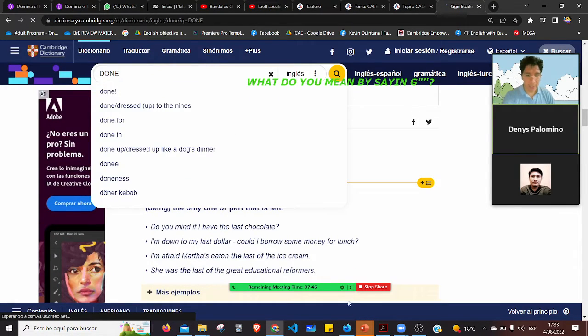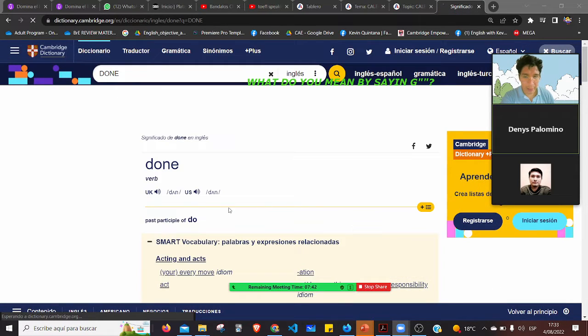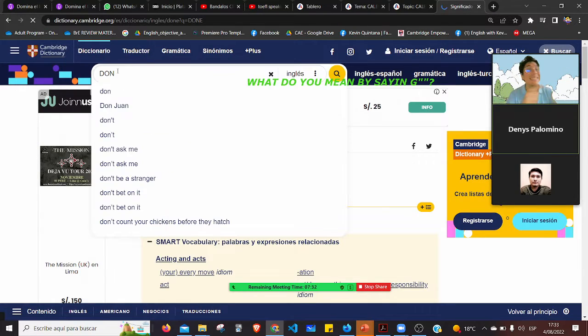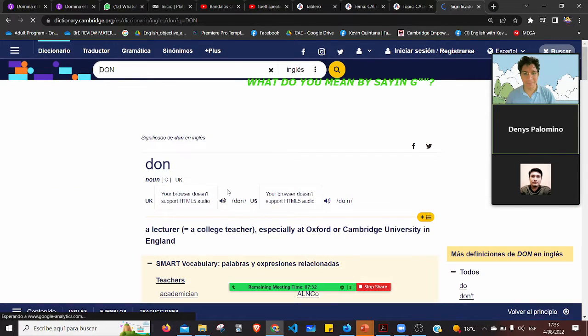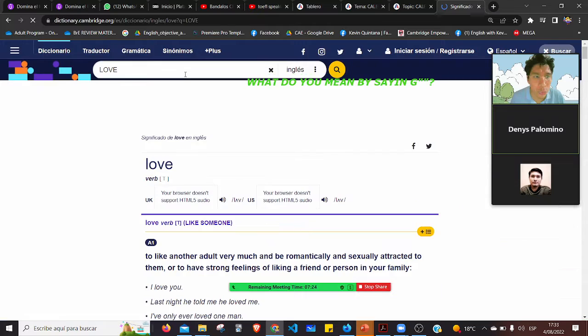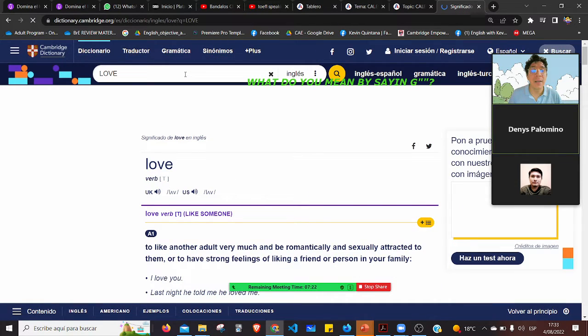Listen. Let me share the audio. Can you see the symbol here? The phonology part. Done. Done. It's like laugh, like done. We never say love, we say laugh. And now focus on this part.